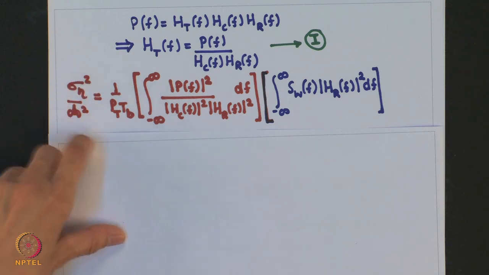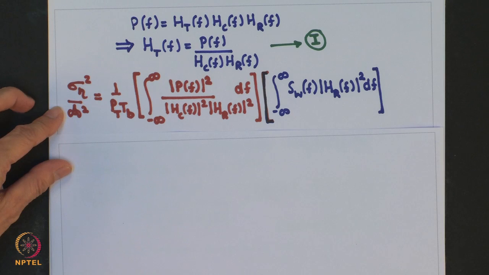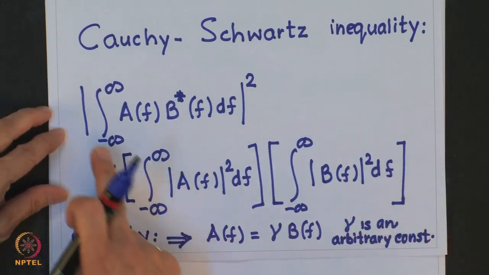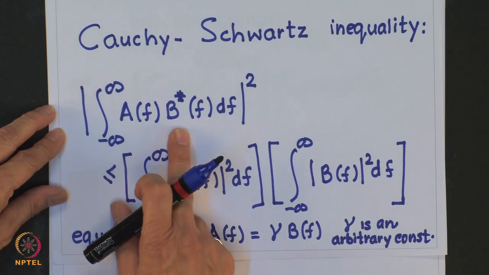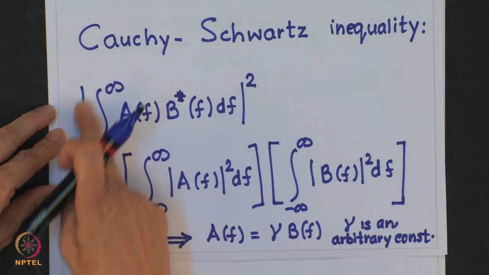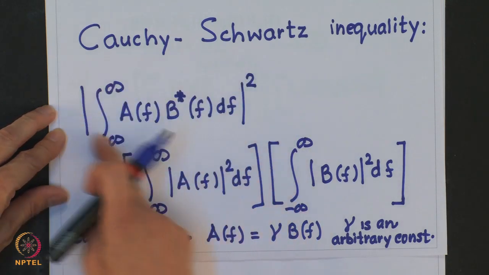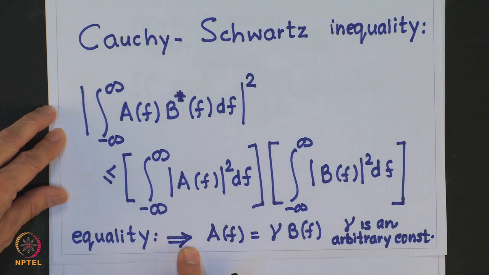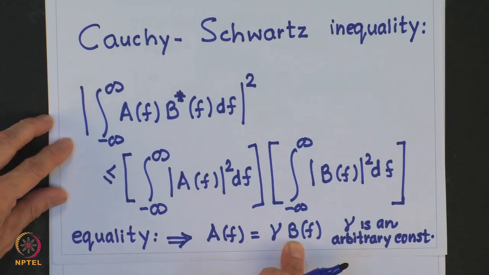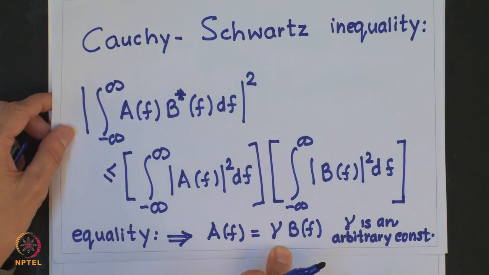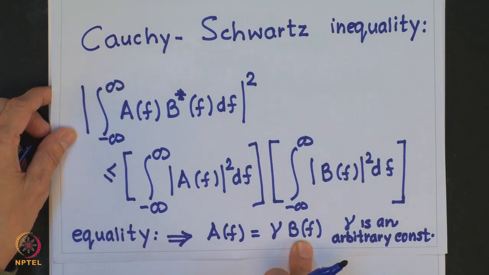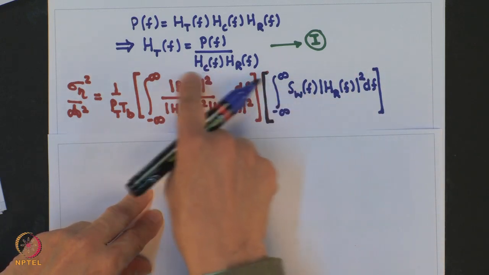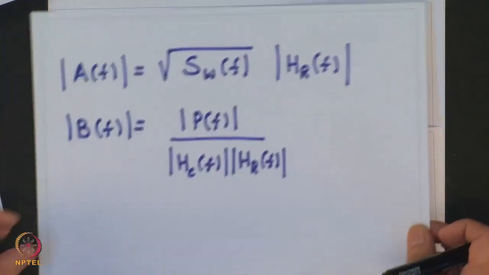Now, I want to minimize this ratio. We will use Cauchy-Schwarz inequality here, which states that if I have AF and BF as shown on the left hand side of this expression, then the left hand side is always less than or equal to the right hand side, and the equality holds only if AF is proportional to BF. Using this Cauchy-Schwarz inequality and identifying AF and BF in our case, so your BF squared is this, AF squared is this. Using this, I identified this.